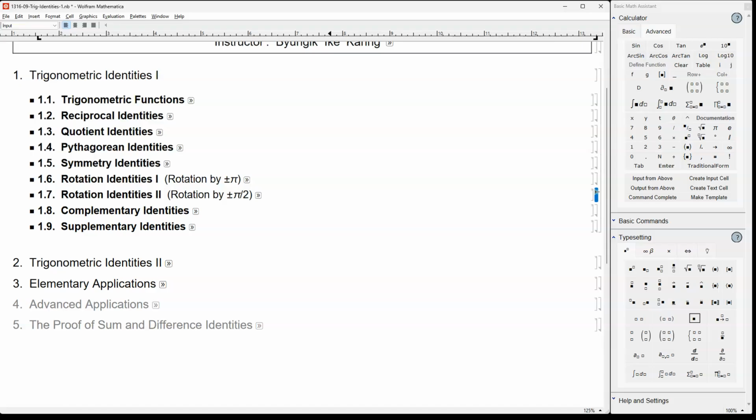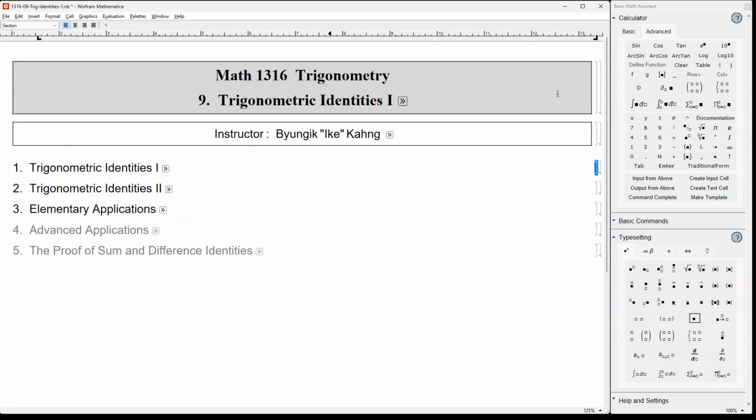Enough time for 1.8 and 1.9? No, not really, so let's stop here, and we'll complete it in the next video.